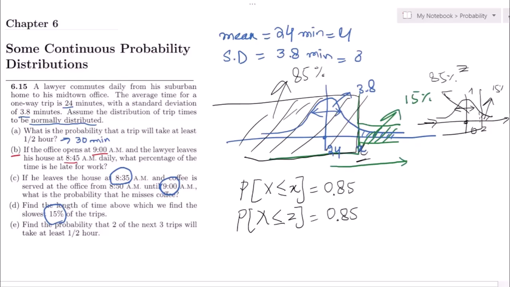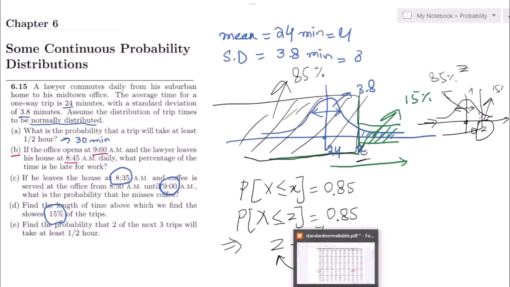In order to find the value of this z, what do we have to do? We have to find the inverse of 0.85. We have to move to the z distribution table, look for the 0.85 value and see which z value corresponds with 0.85. So let us move to the z distribution table.